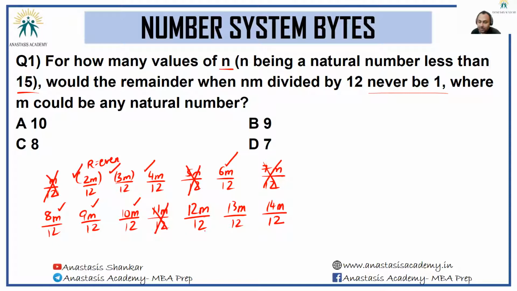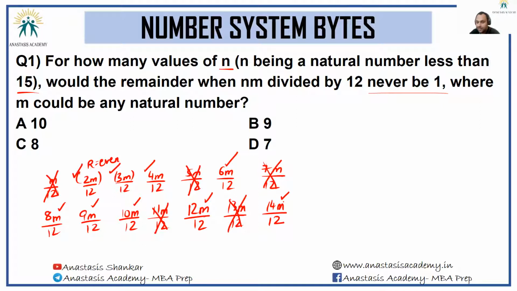A multiple of 12 divided by 12, remainder is always 0. You will never get 1. So this should be counted. 13 into m divided by 12. If I take m equal to 1, I can get remainder 1. This is gone. Here 14 and 12, because the common number, the HCF, is 2, the remainder will always be a multiple of 2.